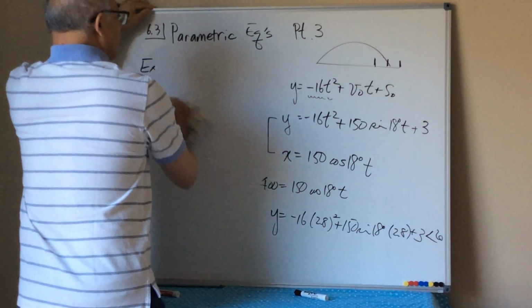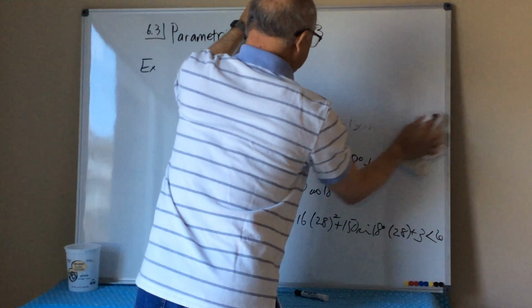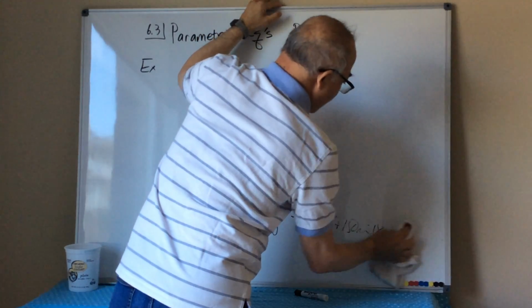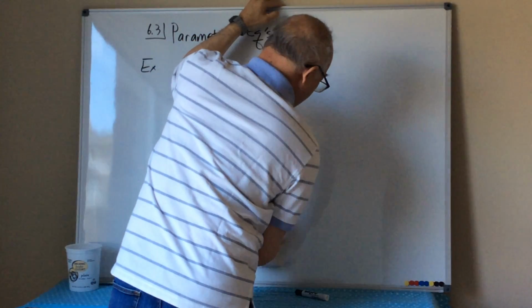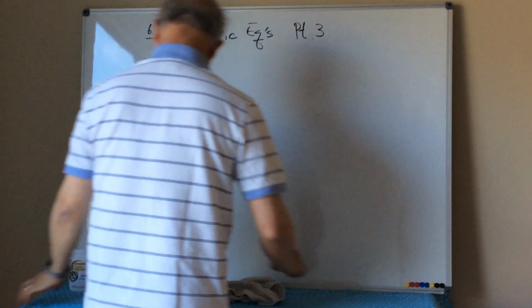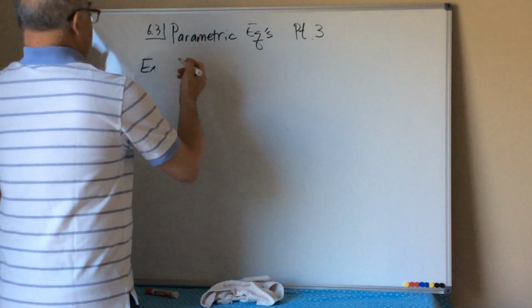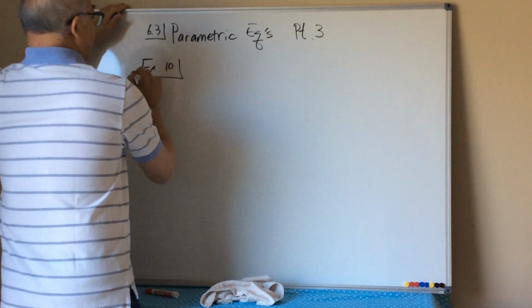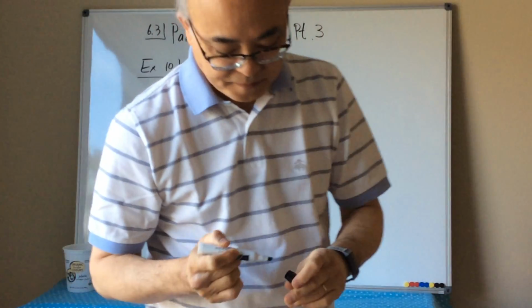All right, next we'll do example number 10. Example number 10, we have the dreaded Ferris wheel question.